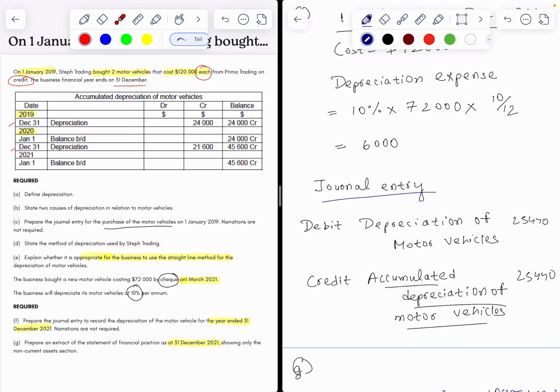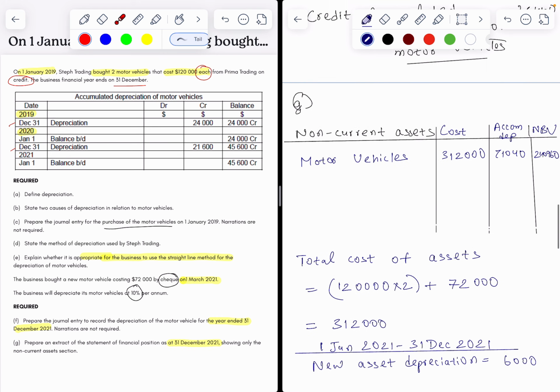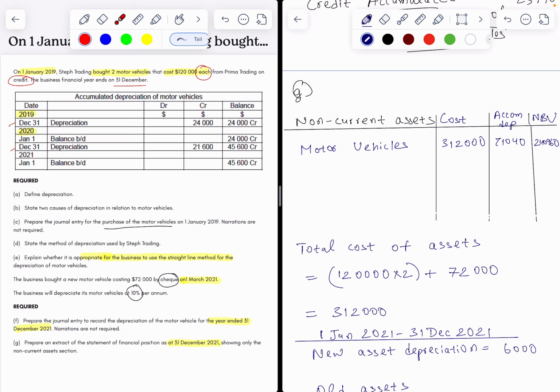All right, so what about part G? Prepare an extract of the statement of financial position as of 31 December 2021 showing only the non-current assets section. So we have to do the extract from the balance sheet. I have a very informal way of showing you here, but you will get the idea anyway.